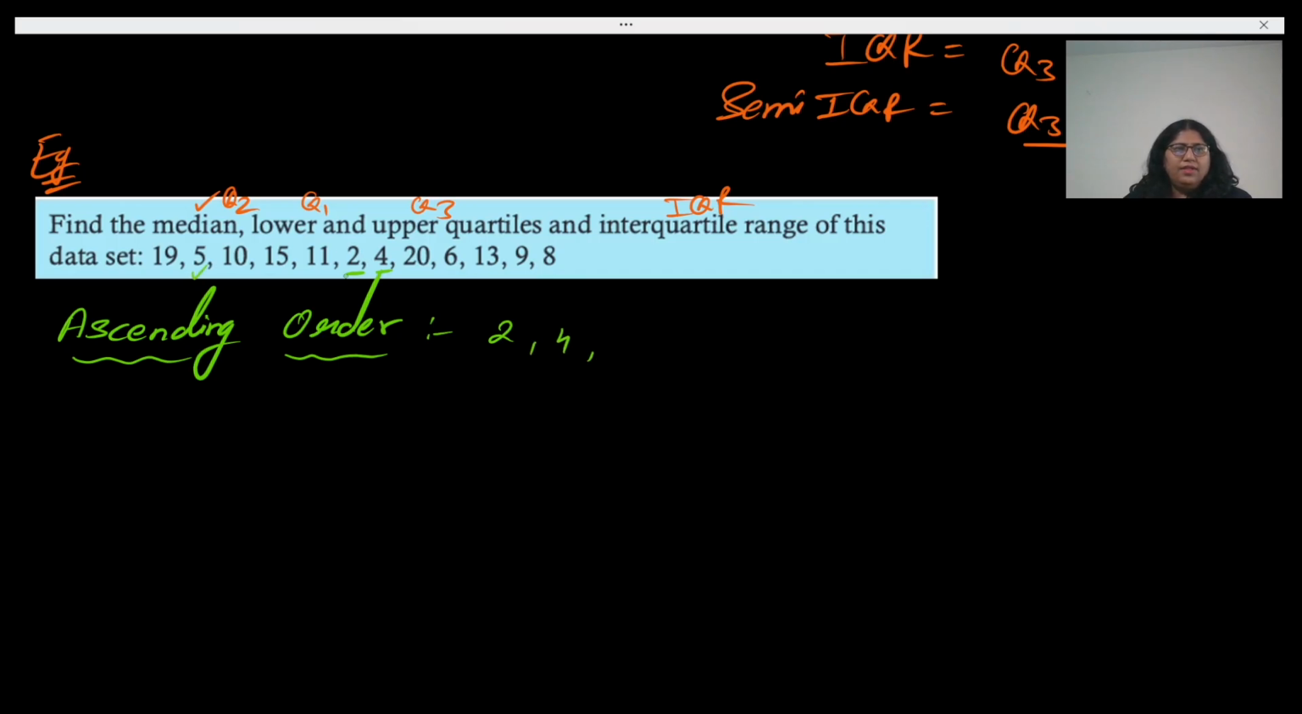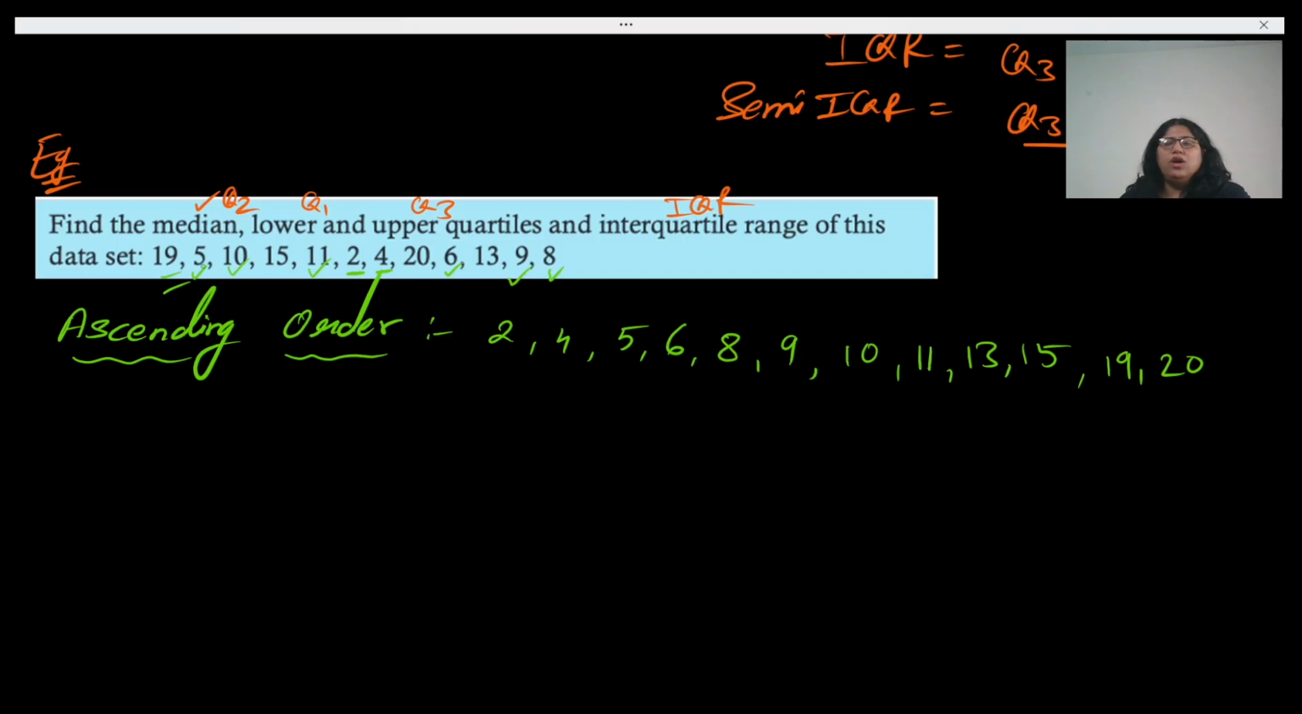Then 5, then 6. So here 5, 6, done. 7 is not there, so it will be 8, then 9, so comma 8, comma 9, and then after that 10, 11, and after 11 you will have 13, and then you have 15. And after that, the last two of them are 19 and 20.